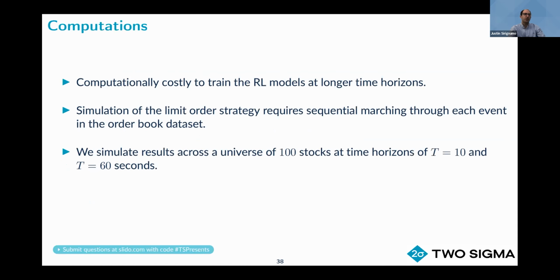It is very computationally costly to train the reinforcement learning models at longer time horizons. In particular, simulation of the limit order strategy, which I will show later, requires sequential marching through each event in the order book data set, which requires substantial computational time. We will simulate results across a universe of 100 stocks with time horizons of 10 and 60 seconds. If the order has not been executed by the final time of capital T seconds, in this case 10 or 60 seconds, we will immediately submit a market order at that final time.